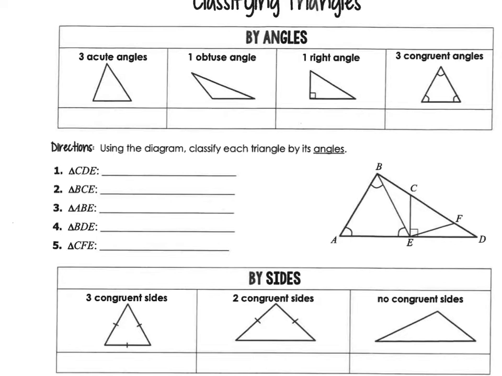All right, so we're looking up here at the top. We have to classify the angles. The first one is 3 acute angles. The easiest way is if it has 3 acute angles, then it's an acute triangle.